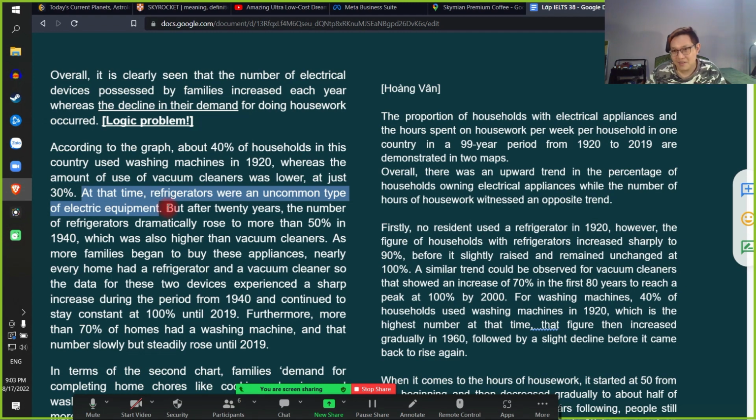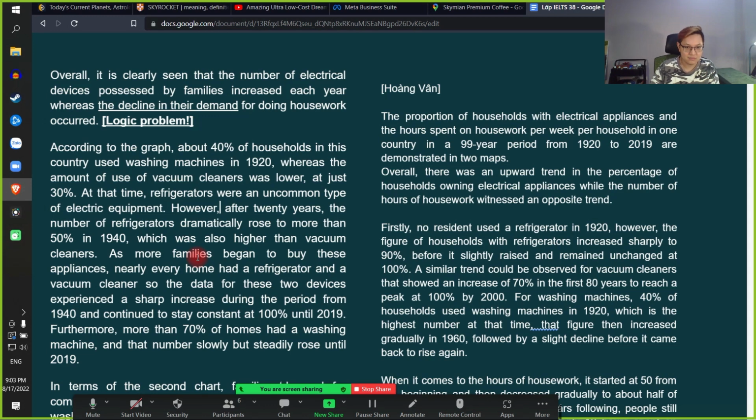Không có chấm xong rồi but hoặc là and nha, hay là or nha. After the period here, you do not use but, and, or, okay? However, after 20 years, the number of refrigerators dramatically grows to more than 50%. Okay, which was higher than vacuum cleaners. As more families began to buy these appliances.